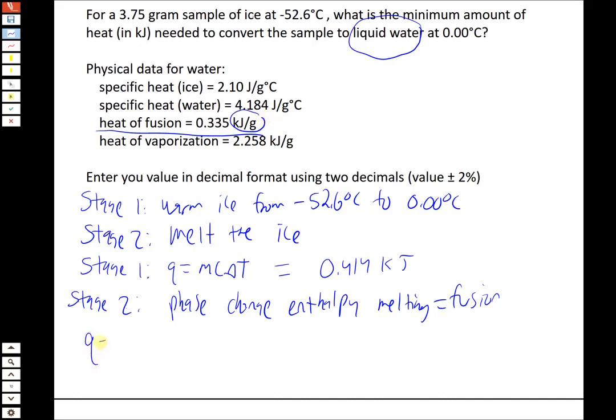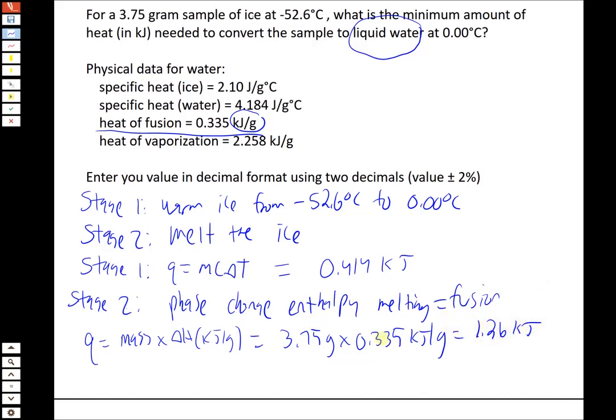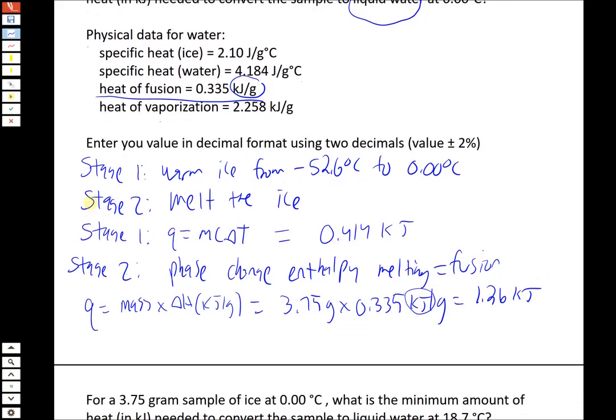So the heat for this term is just going to be the mass times the delta H in kilojoules per gram, which is 3.75 grams times the phase change enthalpy of 0.335 kilojoules per gram. We make sure we're using the correct phase change enthalpy, and we're multiplying by the mass in this case because the phase change enthalpy is in per gram terms. That comes out to 1.26 kilojoules. Here the answer is directly in kilojoules because that's the unit of our phase change enthalpy.